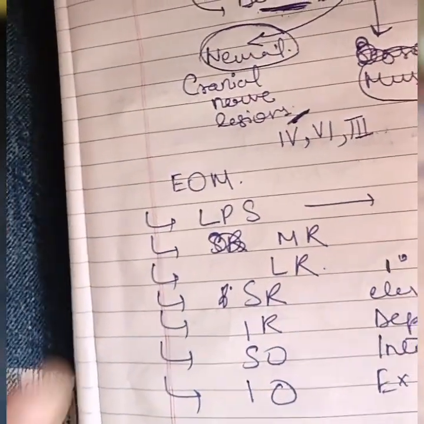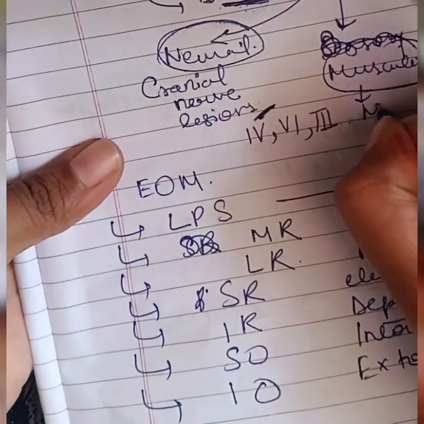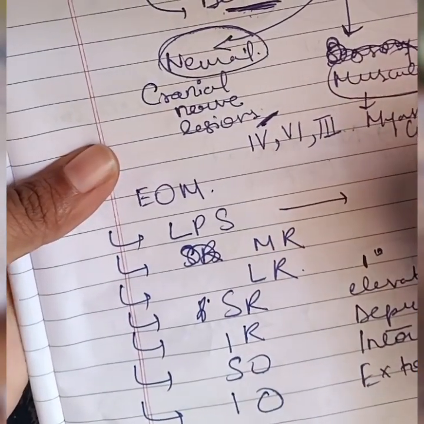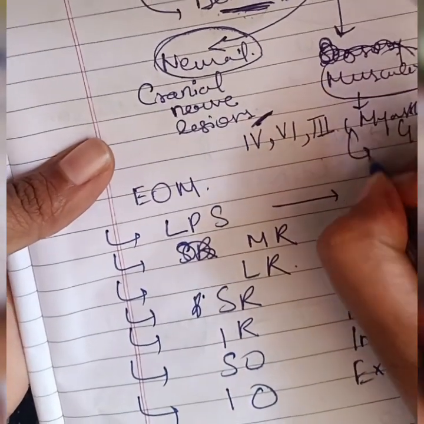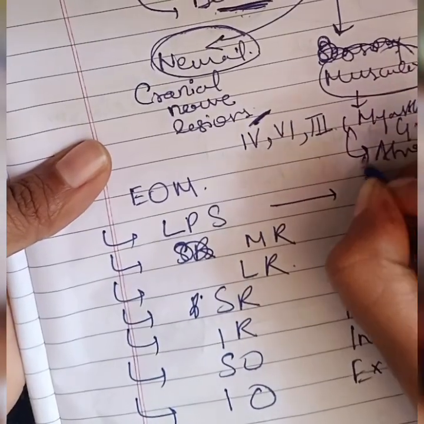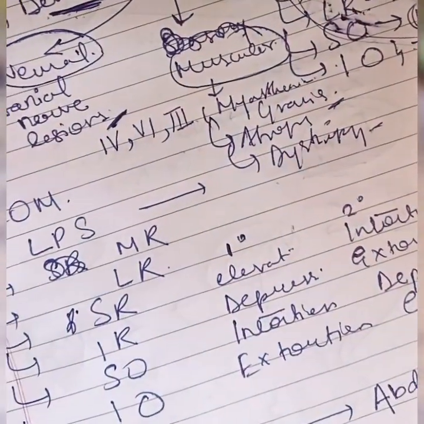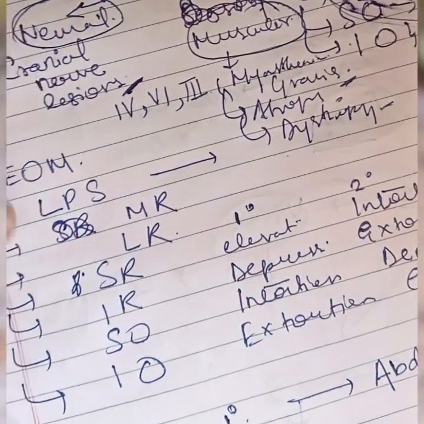Then other than that, muscular conditions can be myasthenia gravis, which results in muscular fatigue of your extraocular muscles. Then there can be atrophy of the muscles or dystrophy of the muscles. Atrophy or dystrophy, myasthenia gravis, resulting in problems.